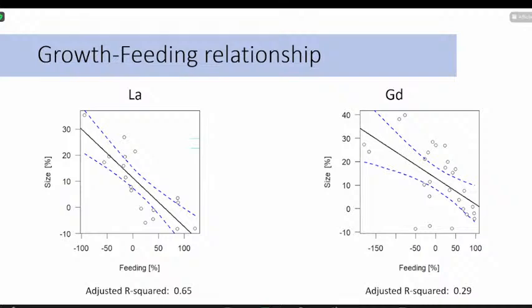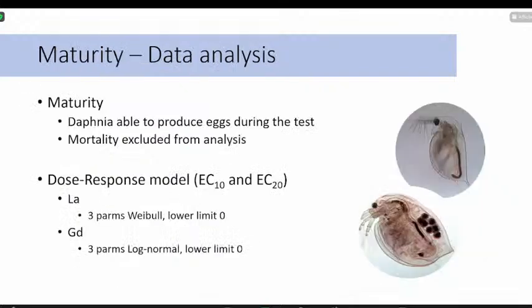And then for gadolinium, we can see that the data is a bit more dispersed. So we actually get a lower R square, which means it is less likely that the size and the feeding are correlated, which is very interesting.